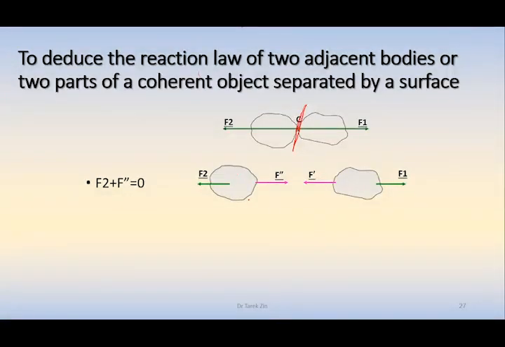Similar circumstance for this case, F1 and F1 dash. Once F1 plus F1 dash equals 0, F2 plus F2 dash equals 0, so F2 dash and F2 will be similar, means they are equal, then the addition equals 0, and F1 and F2 is 0. Okay.